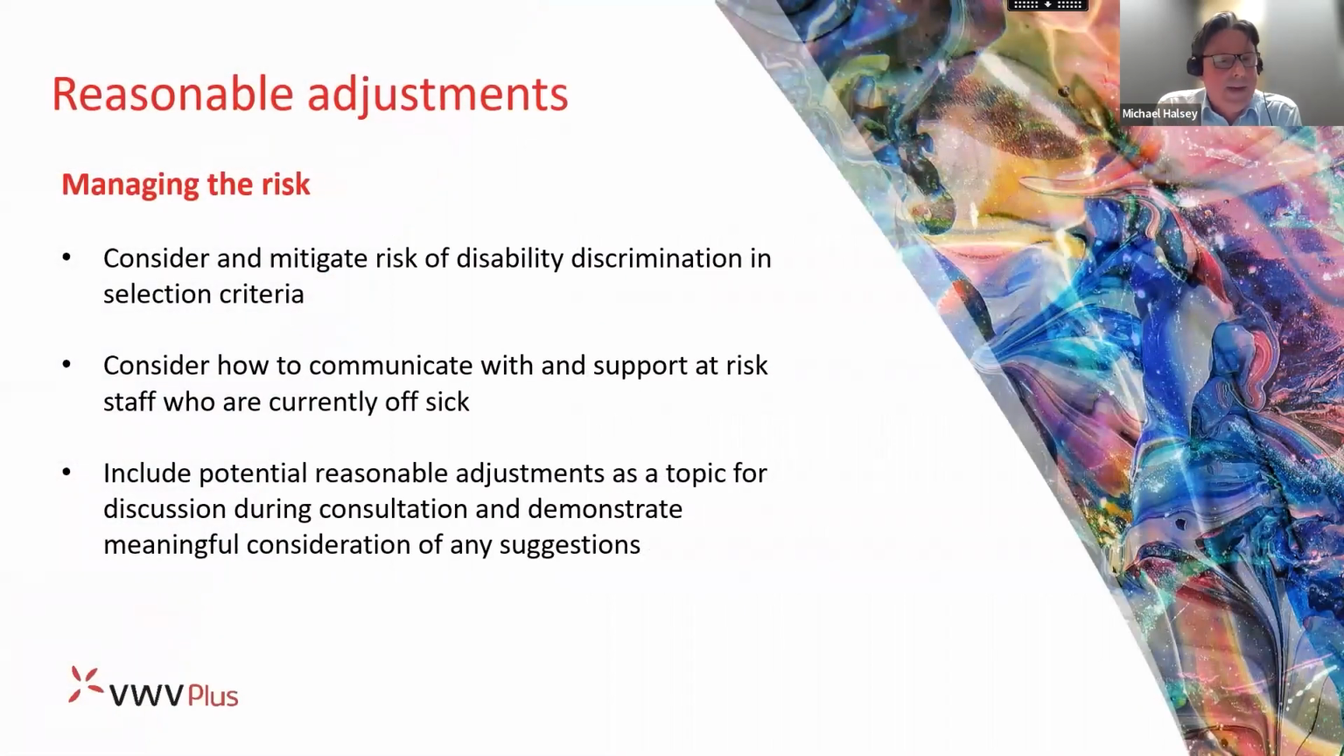This lists out some areas where we can manage the risks in relation to reasonable adjustments. The first point is to consider and mitigate the risk of disability discrimination in selection criteria. So some examples might be, if you're going to use attendance records, check the accuracy of the information contained and the reasons behind the absence, of course. If you're going to use attendance again as a criteria, think about the period over which attendance was going to be assessed. It might have an unfair impact on some individuals if it's too short a period.